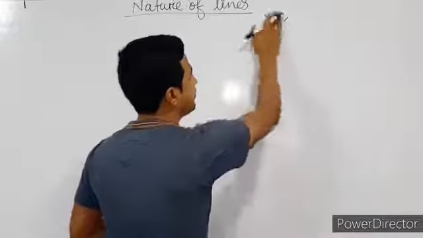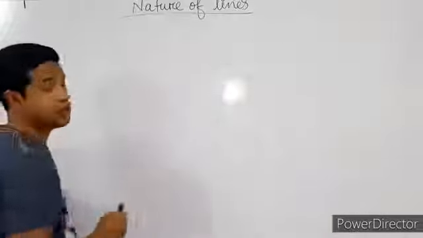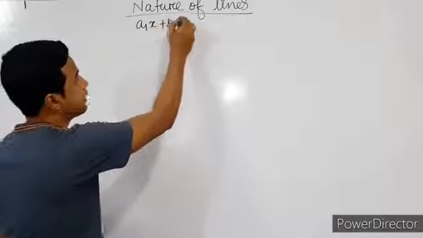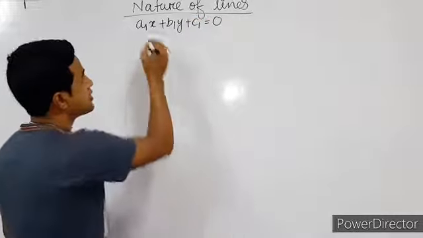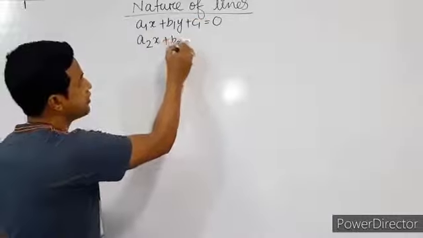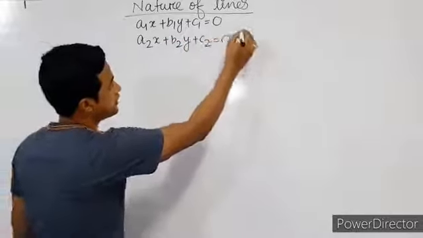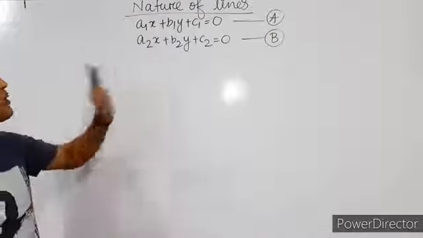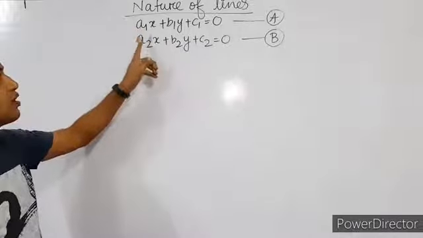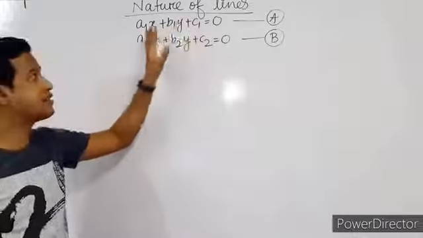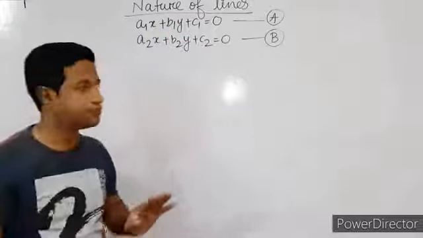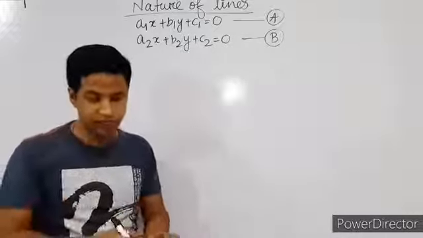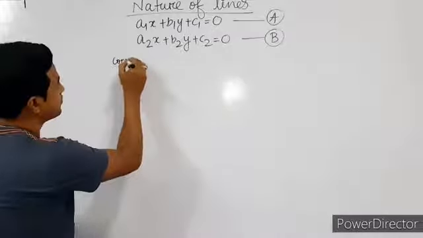As we know, the general form of a pair of linear equations is a1x + b1y + c1 = 0 and a2x + b2y + c2 = 0. These are our two equations. To identify the cases, we need the real numbers a1, a2, b1, b2, c1, c2. By these six terms, we can easily identify the nature of the lines. Let's start with the comparison of ratios.